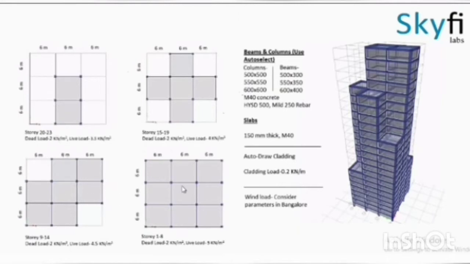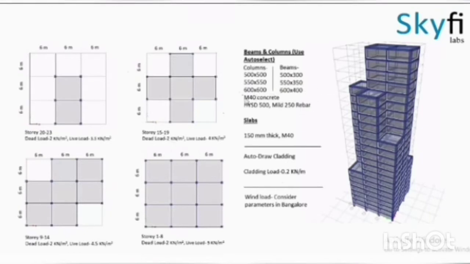For story 1 to 8, live load is 5 kN per meter square. For story 9 to 14, live load is 4.5 kN per meter square. For story 20 to 23, live load is 3.5 kN per meter square. For story 15 to 19, live load is 4 kN per meter square.